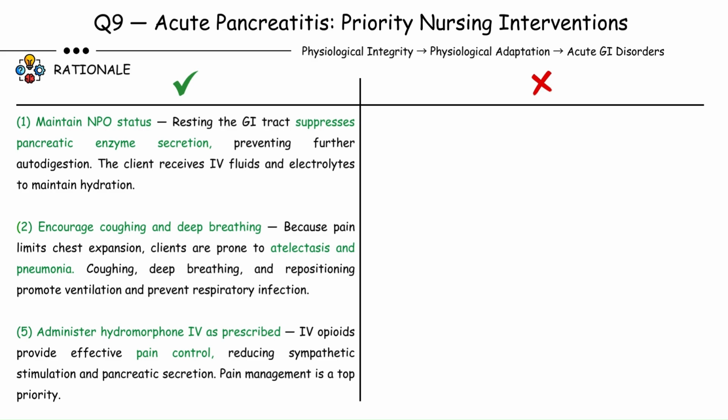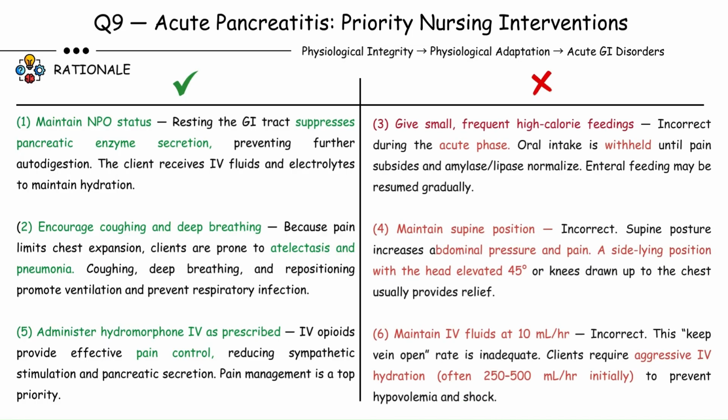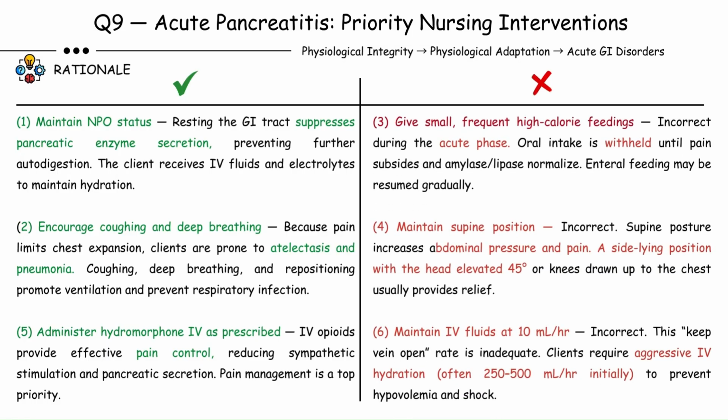Now let's see why the other options are not appropriate in the acute phase. Giving small, frequent, high-calorie feedings is incorrect right now. In the acute phase, we do not give oral intake. Feeding is reintroduced only after the pain improves and amylase and lipase levels start to trend down.